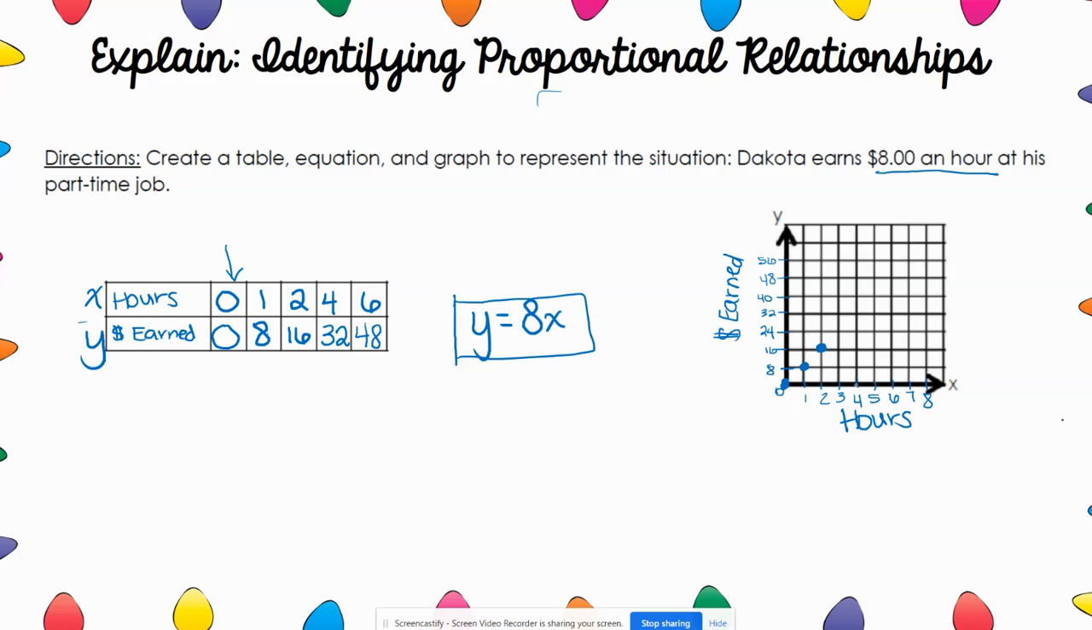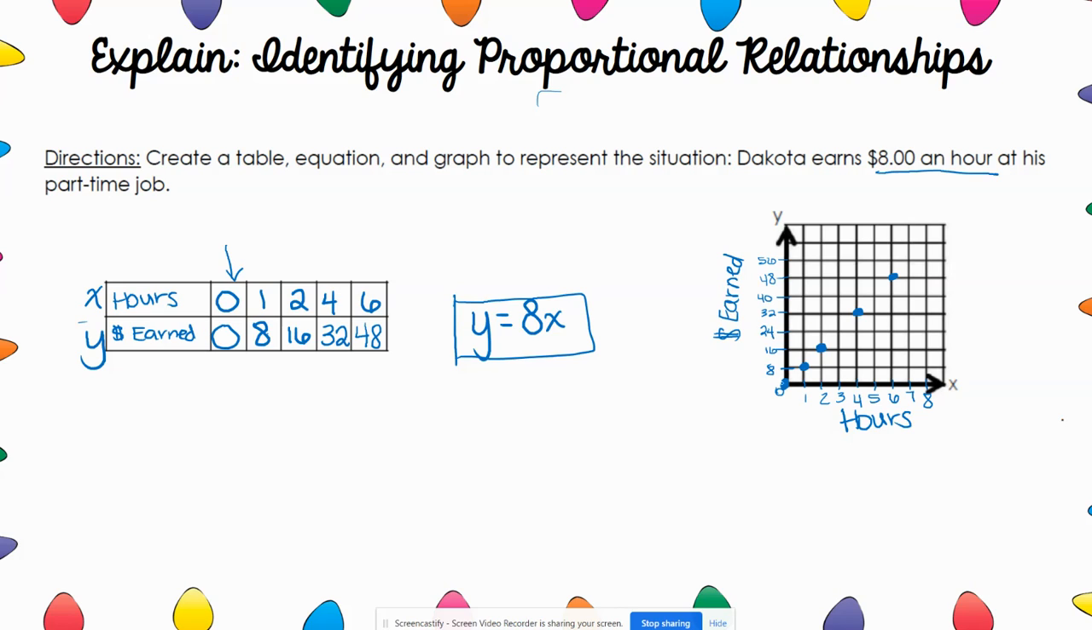So I'm going to go right to 4 hours, and then I'm going to go up to $32. Then I have 6 hours for $48. So I'm going to go to 6 hours and then up to $48.